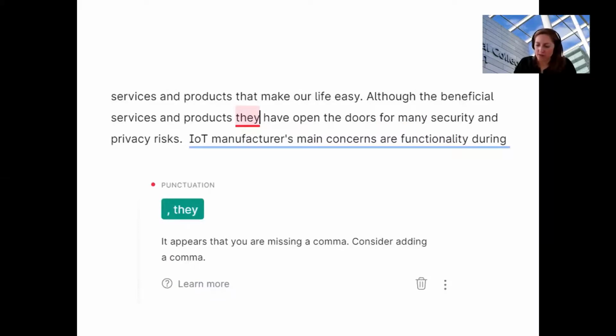Here's another one. So as an EAP teacher, I would look at this sentence and I would say to the student that they need to change the word although for the word however to make it more grammatically accurate.